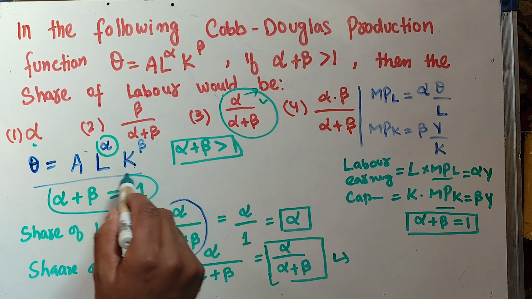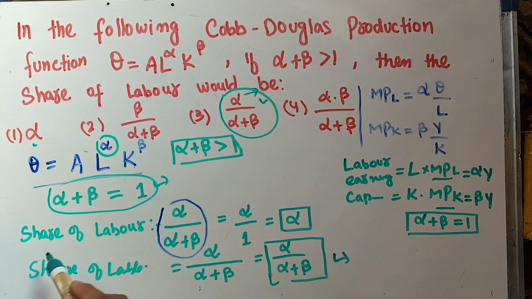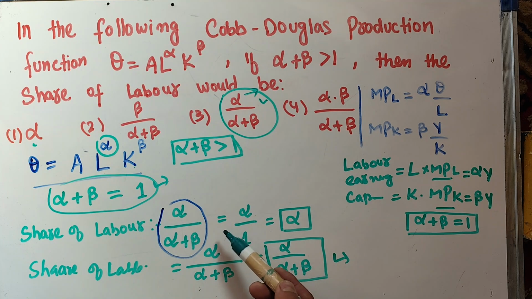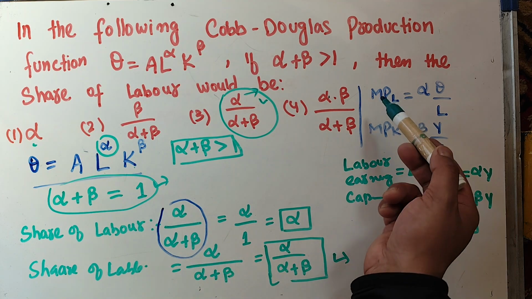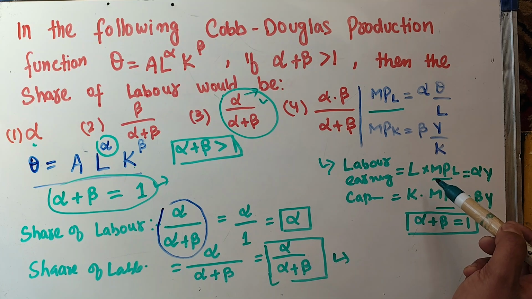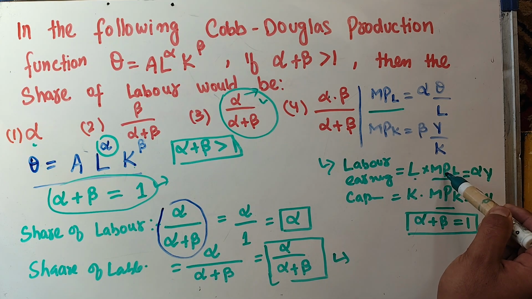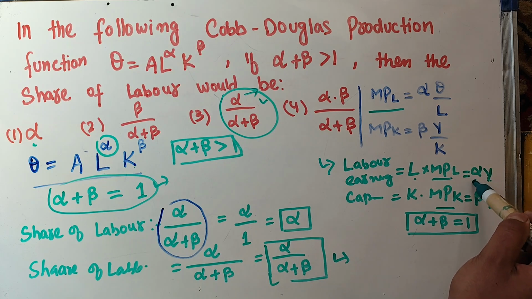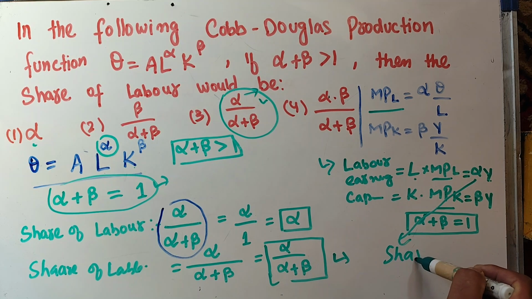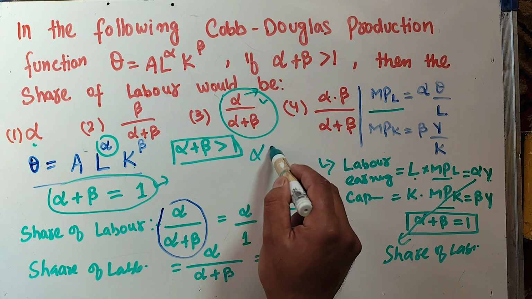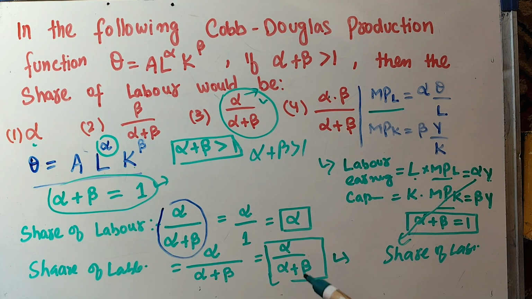If we have the sum of alpha and beta equal to 1, then the share of labor would be equal to, and how will you calculate it? Simply find the marginal product of labor. Then the total labor earnings will be equal to units of labor employed times marginal product of labor. It will be equal to alpha times Y. This alpha denotes the share of labor. Okay, share of labor. But since alpha plus beta is greater than 1, in this case the most appropriate answer will be alpha divided by alpha plus beta. I hope I made myself clear in this video. Thank you.